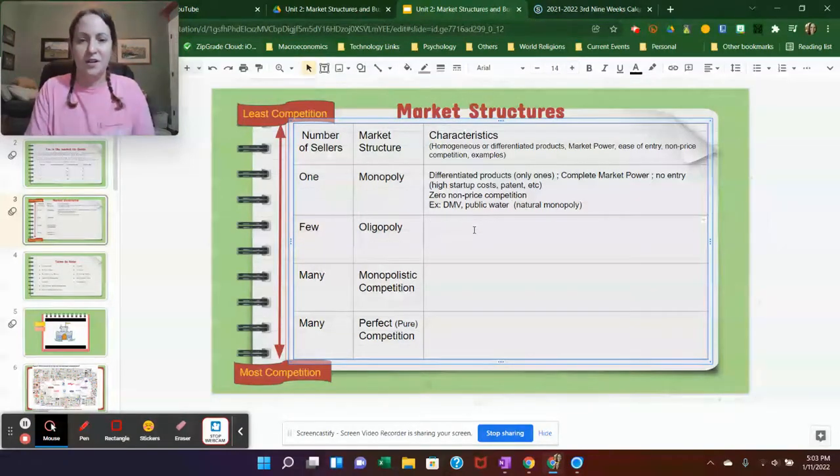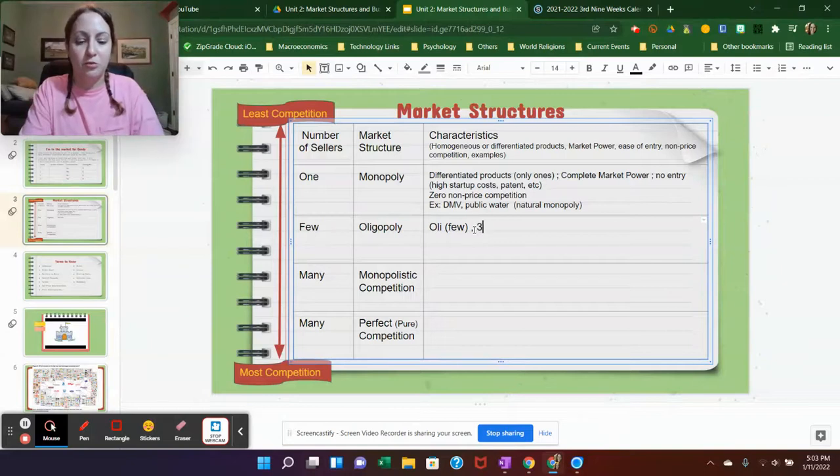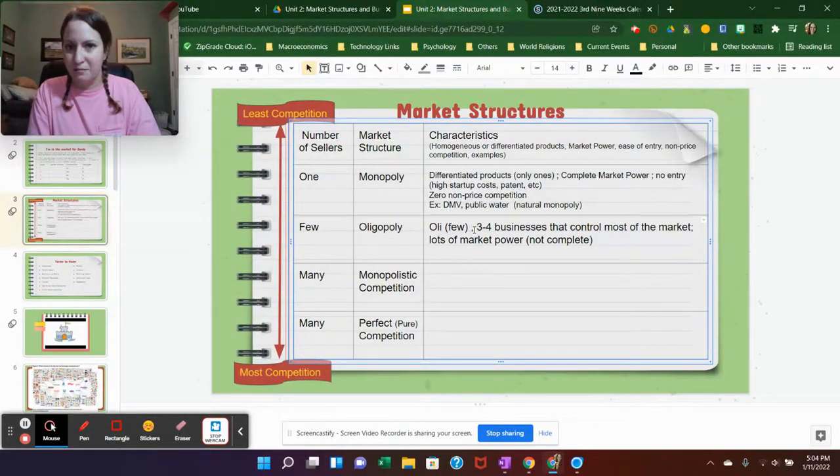Okay, so next step is an oligopoly. Oligopoly, the word oligo means few. So we're talking about, it's not a monopoly, but it's really close. So we've got maybe 3 to 4 businesses that control most of the market, meaning they have lots of market power. They have the ability to raise prices, but not complete. They do not have complete power over the price. They have strong power over the price, but not complete.